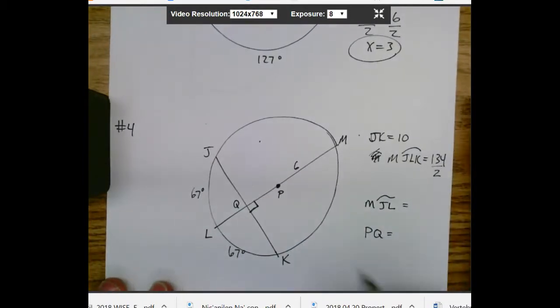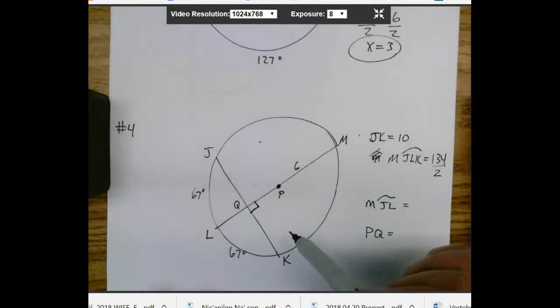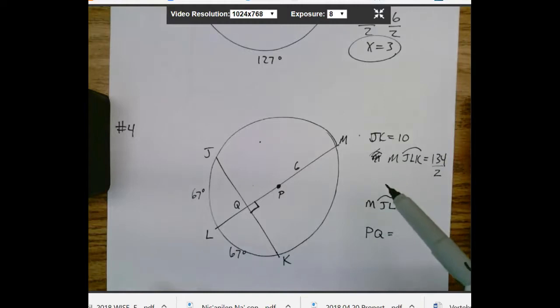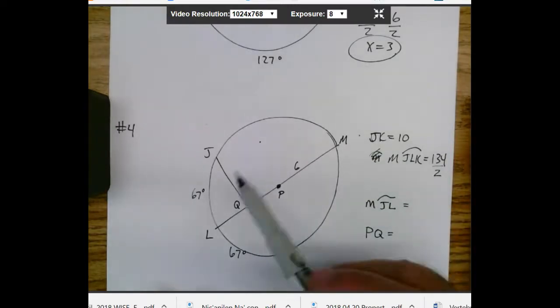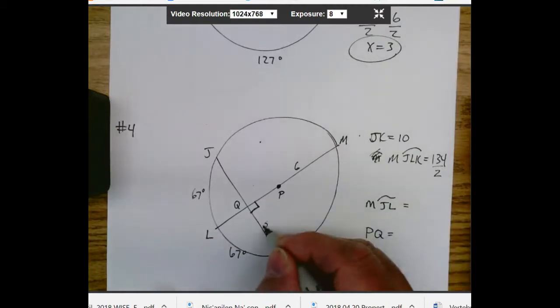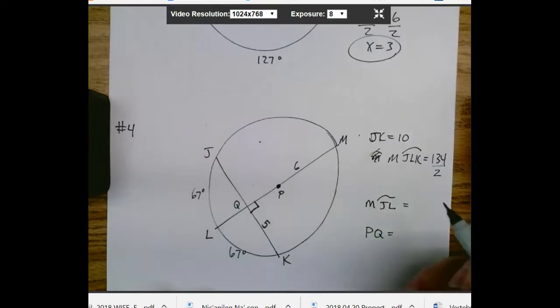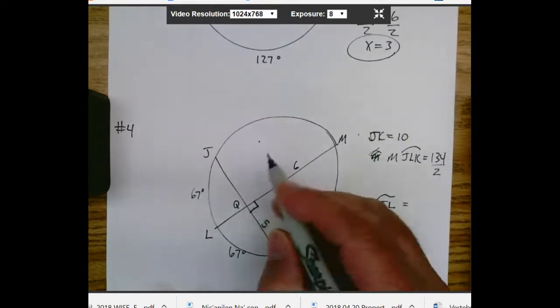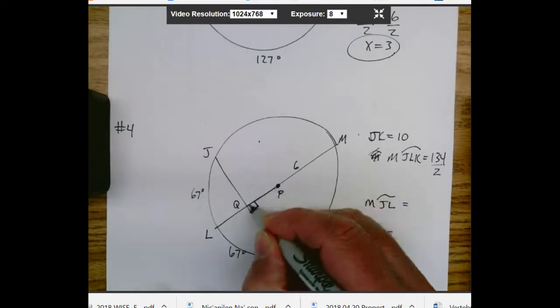Okay. So then we also need to figure out what PQ is. Now we know that this whole length here is 10. But this is a bisector. It's cutting it in half nicely. So then we have a 5 right here, right? And then what we want to figure out is, what is this thing here?